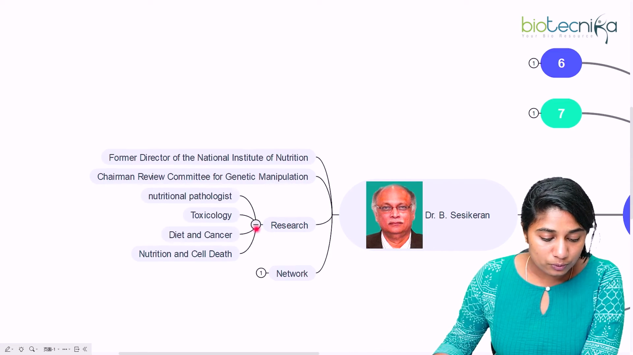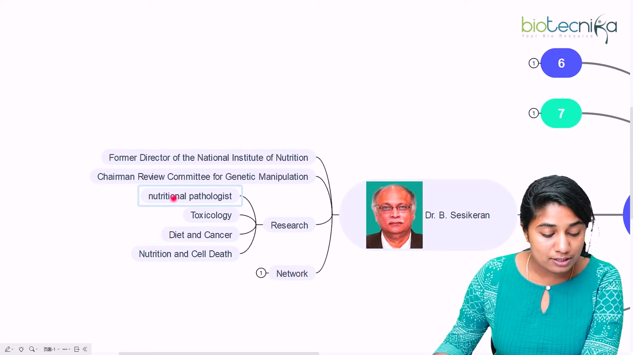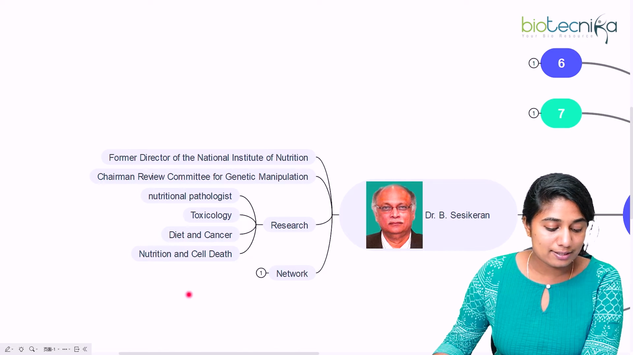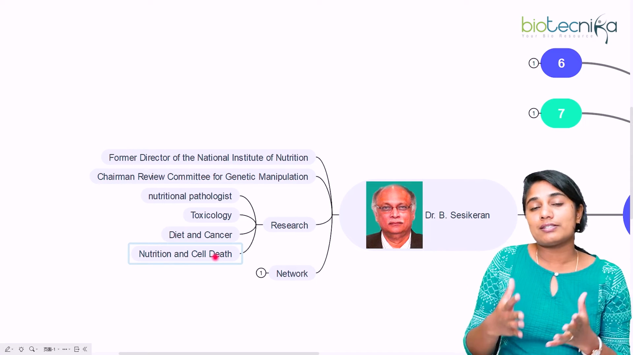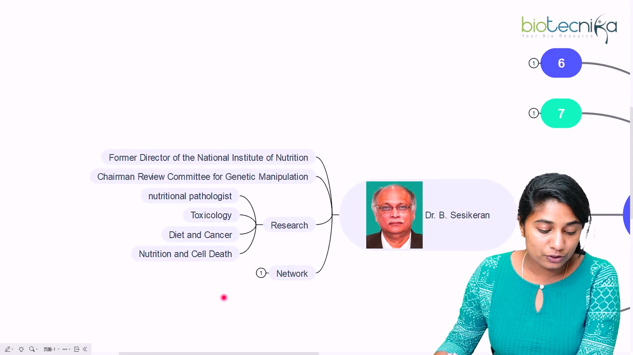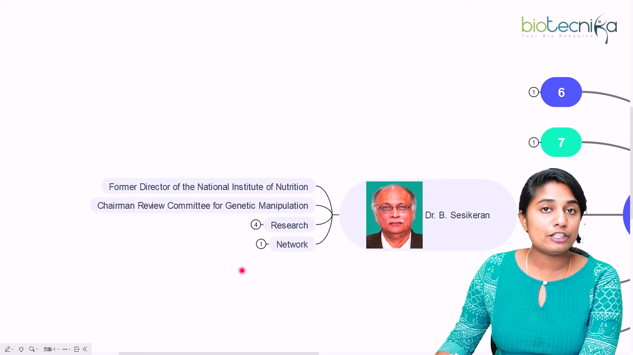His research work is mainly in the area of nutritional pathology, toxicology, diet and cancer, and nutrition and cell death. So these are the areas that he's working on. If you are interested in the nutrition side of life sciences, then he is a pioneer for it. He's a very good scientist in the field of nutrition.